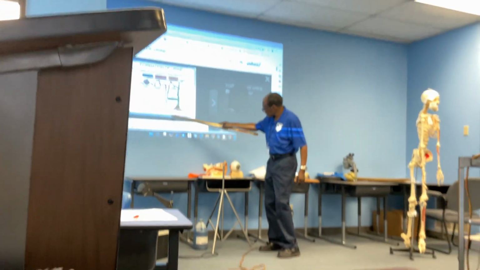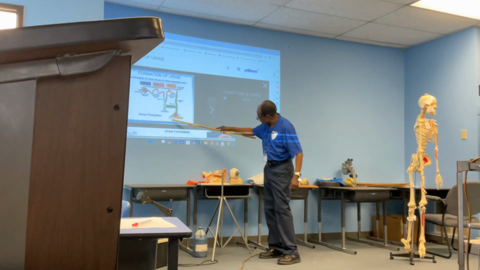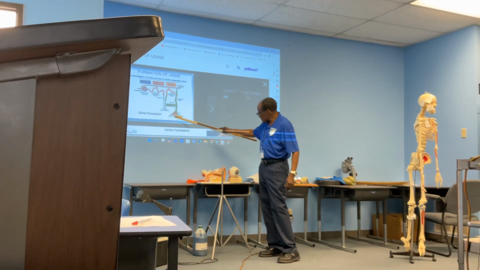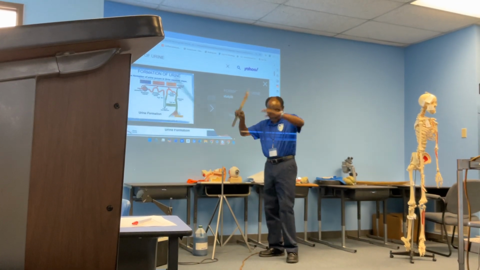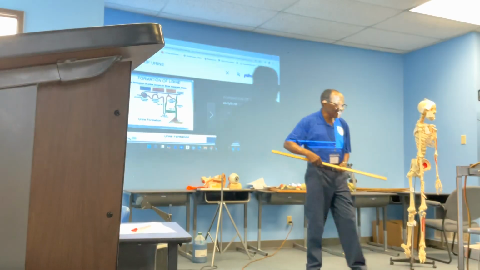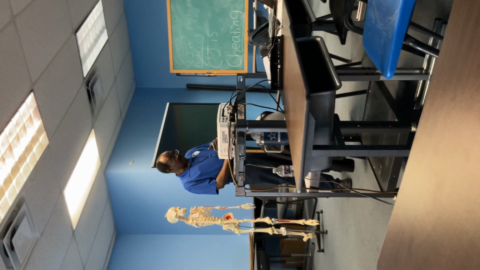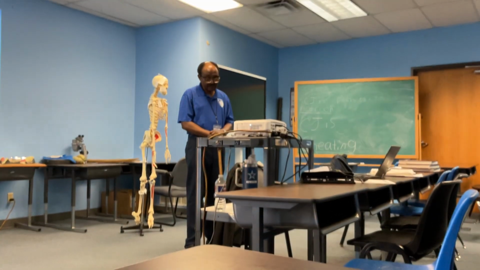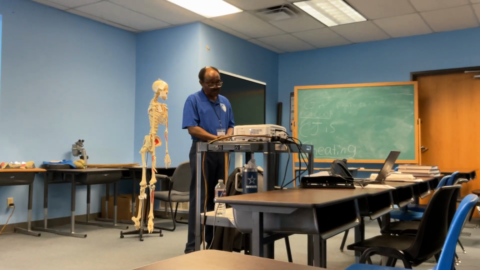Look at the triangles. This is like a triangle. So the pelvis is here, and that will collect all the urine from the entire kidney, and then channel it into the ureter. And the ureter is the tube that will take the urine to the urinary bladder for storage. And that's the end of the story.